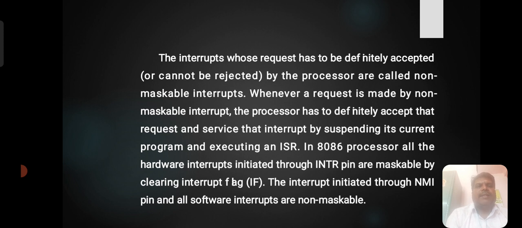For example, whenever you are watching a movie, suddenly an important person calls, you have to attend that call, and only then is the movie you were watching continued. That kind of interrupt is called a non-maskable interrupt. In 8086, all the hardware interrupts initiated through the INTR pin are maskable by clearing the interrupt flag, that is IF. The interrupts initiated through the NMI pin and all software interrupts are non-maskable interrupts.